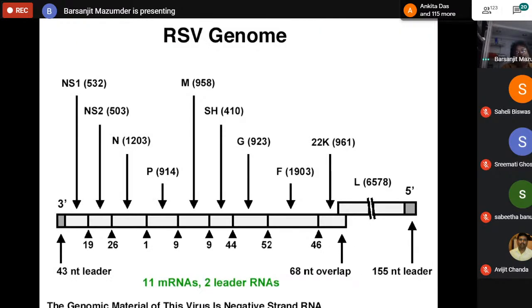So the RSV genome looks like this. The genomic RNA is a negative strand RNA. That means this RNA does not directly produce message. This is the anti-message strand RNA that is packaged in the matured virion, and these are the viral proteins encoded by the genome. N is the nucleocapsid protein, P is the phosphoprotein, then M protein, S, I, G, and F. These proteins are very important for infecting the cells, and L is the RNA-dependent RNA polymerase. It has 11 mRNA and 2 leader RNA.